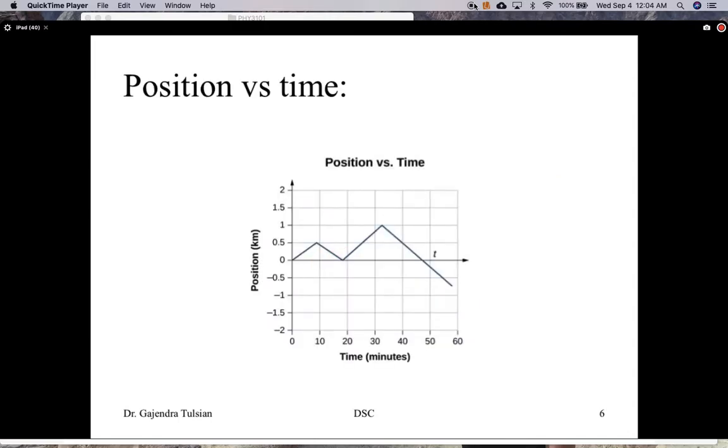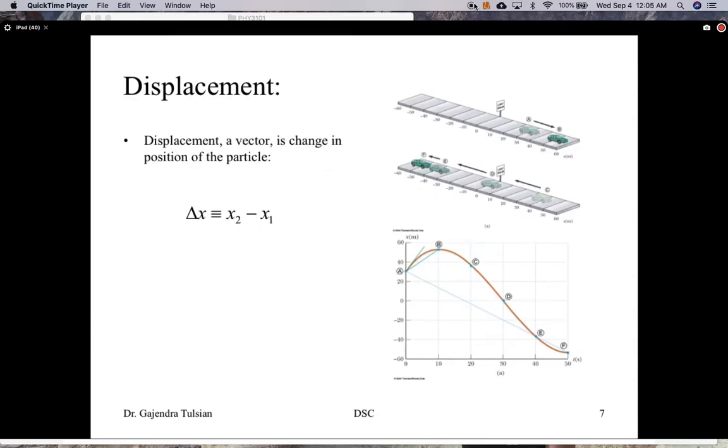So here's another position versus time graph. In this graph, this is the position of some object in kilometers. For the first 10 minutes, the object is moving to the right, and then for the next 10 minutes, it's moving back to the left, and then again to the right, and then back to the left.